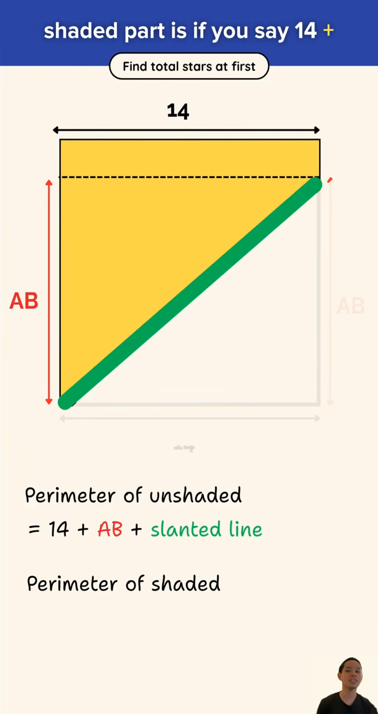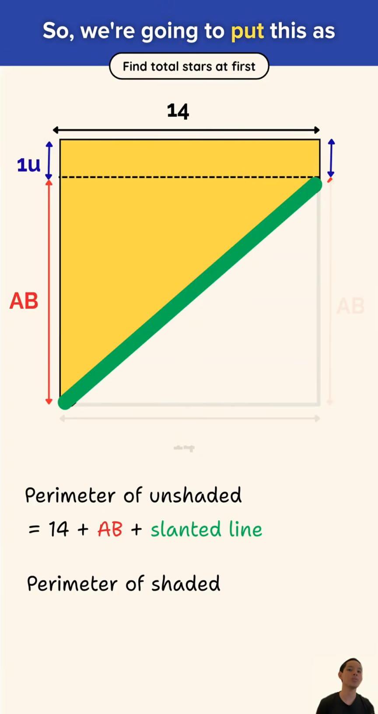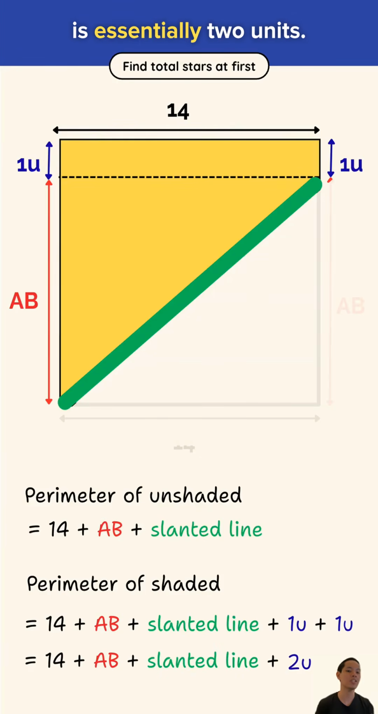So for the shaded part, which is in yellow, the perimeter of the shaded part is, if you say 14 plus AB, you're very close. We still need this little part. So we're going to put this as 1 unit. From here, we can just create the equation. Same thing, 14 plus AB plus 1 unit plus 1 unit, which is essentially 2 units.